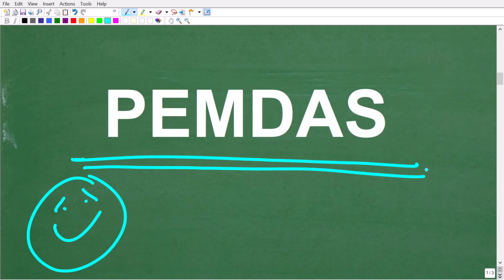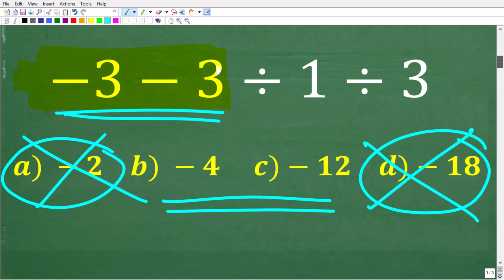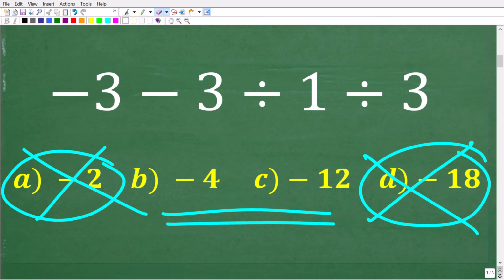So if you actually understand PEMDAS and the proper order of operations, you ought to be able to do this problem. Okay, so we're not going to do subtraction first, right? That indeed is wrong. So what is another way to do this problem? Well, clearly we need to do division first. So let's go ahead and start right here, right?